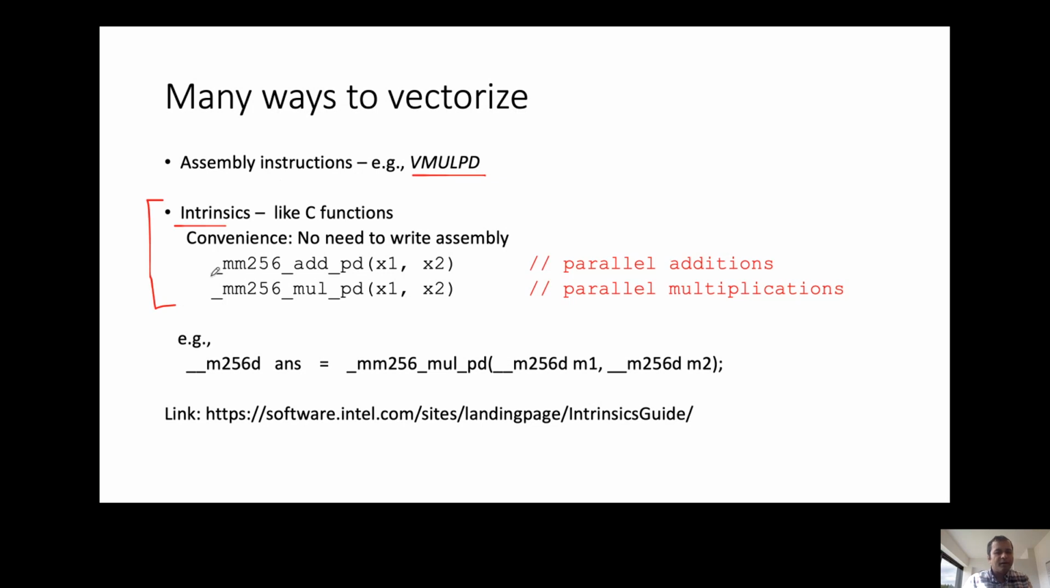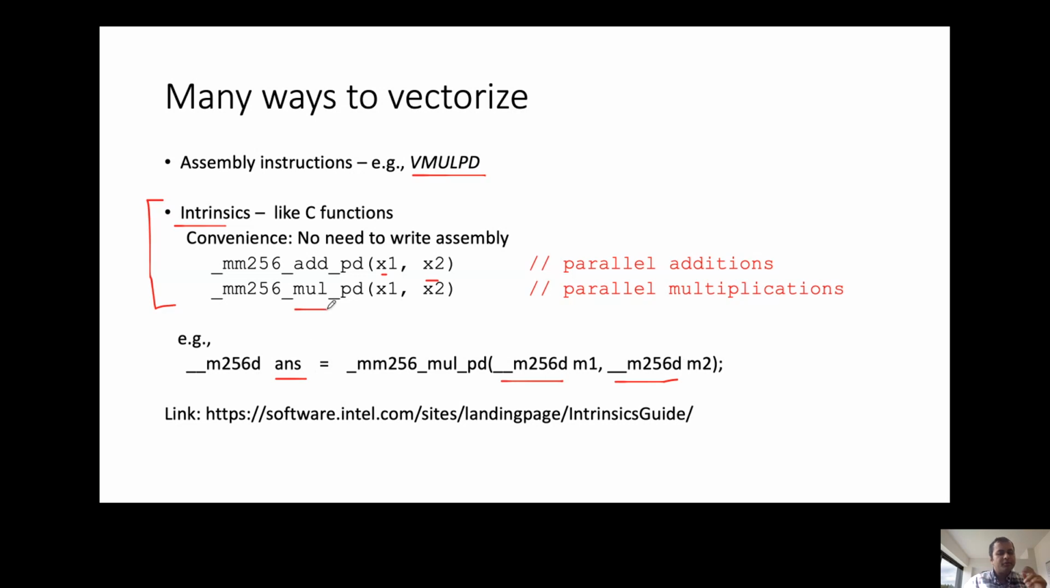So _mm256_add_pd with 2 arguments, x1 and x2, will do additions. So you can do additions on 2 input parameters. So x1 and x2 are the data types, and the data types are __m256d and __m256d. Right? So two parameters, and it will return you an answer.